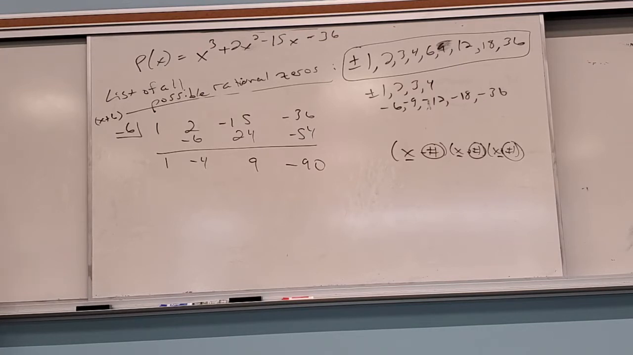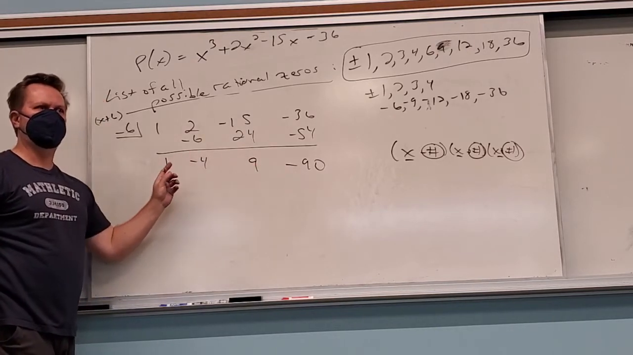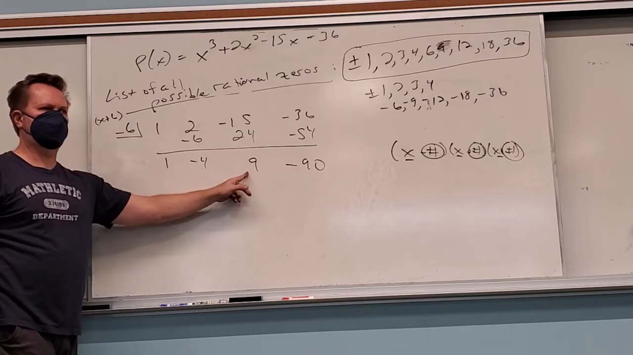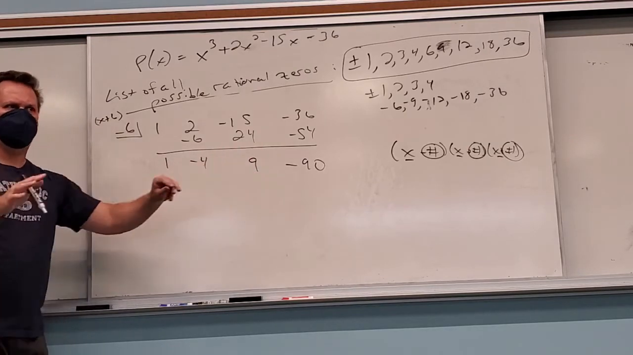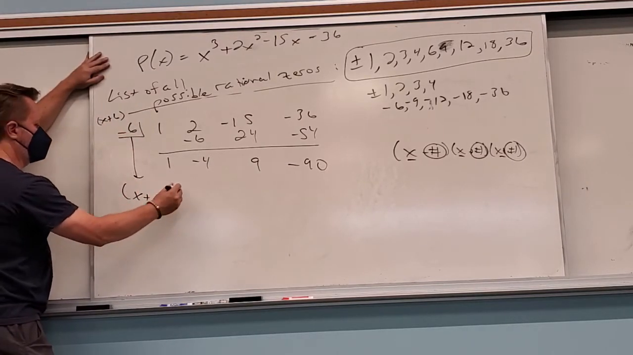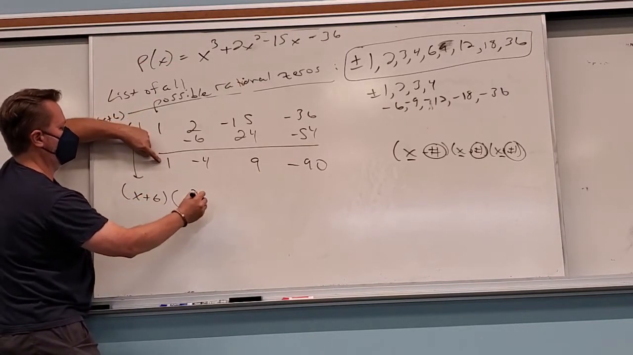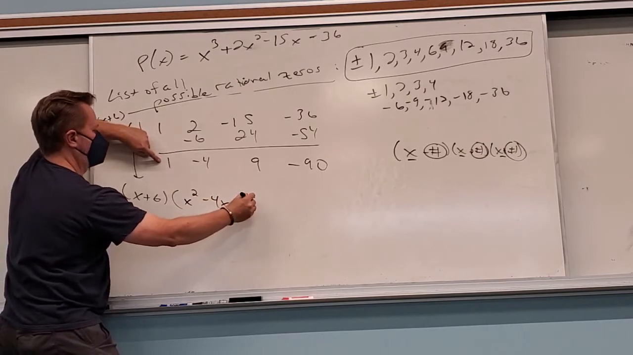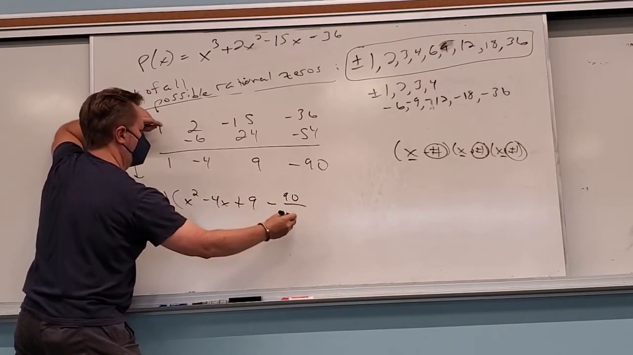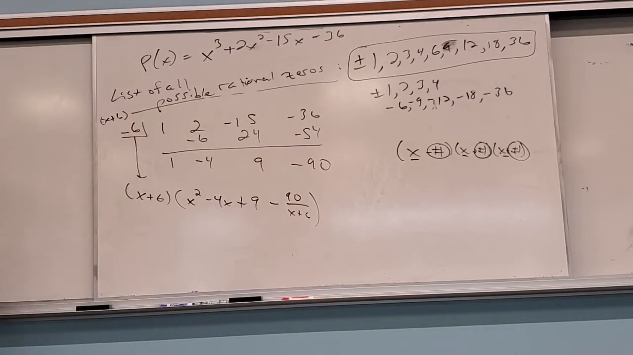Notice how these signs alternate, don't they? Positive, then negative, then positive, then negative, right? So real quick, help me out. Based on what we just did, x plus 6 times, what's this? X squared, good. Stay with me now. All right, here we go, you ready?